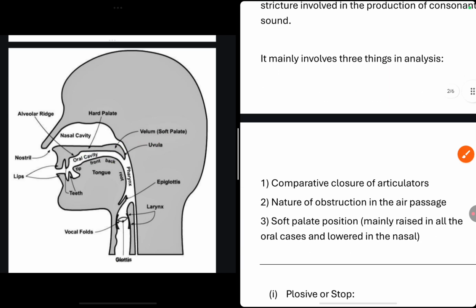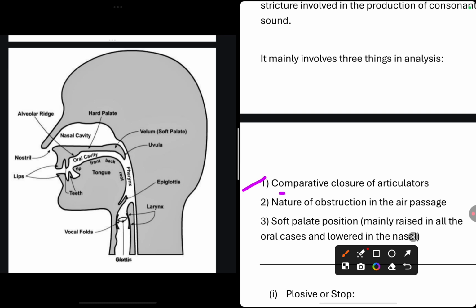You will understand more clearly in these 3 points. What does the manner of articulation mean? First is the comparative closure of articulators. What does comparative closure mean? It means the kind of space provided by the speech organs in the passage of air. When the sound is produced, there will be the passage of air. So what kind of closure, what kind of opening or what kind of obstruction is created by the articulators, or you can say the speech organs.